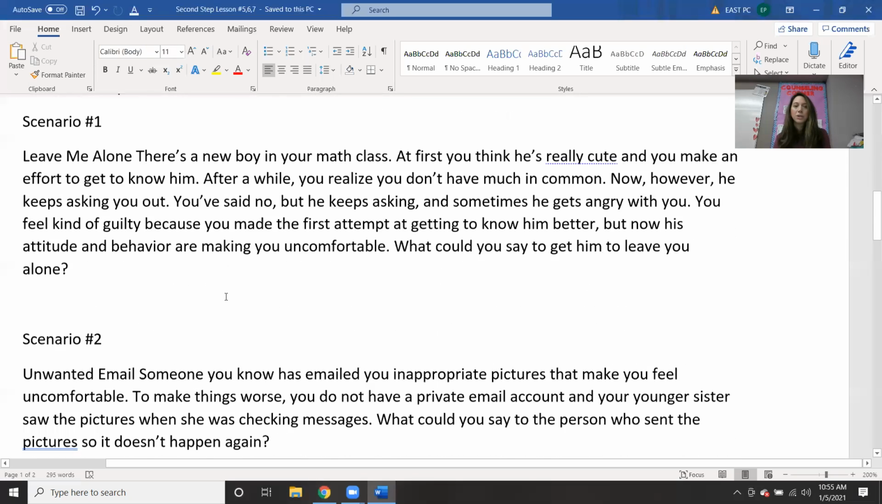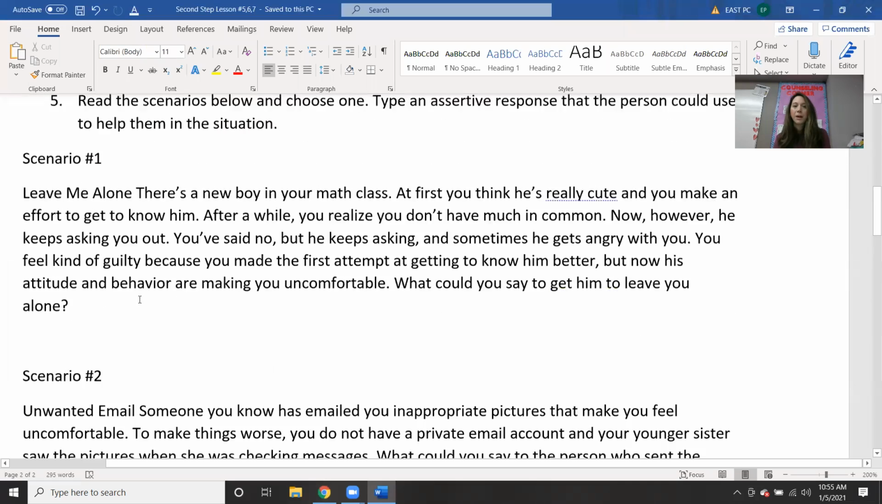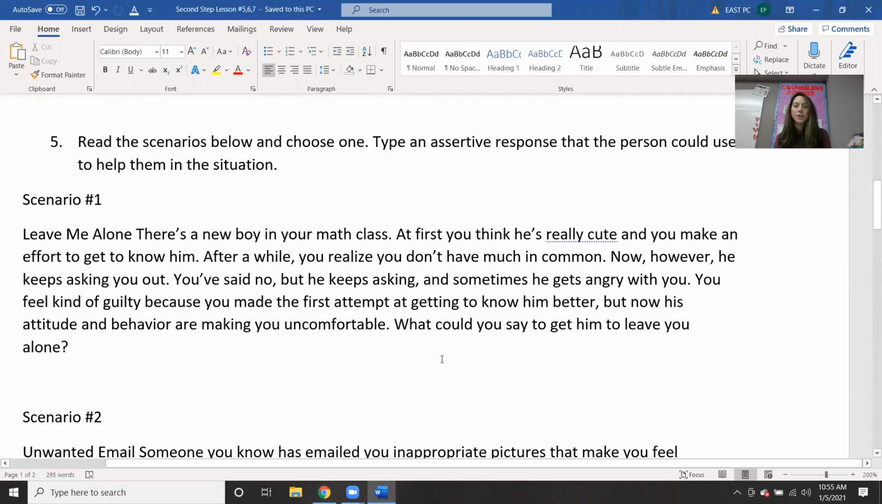And then there are 3 scenarios. You're going to choose one of them and type what you would do. They're all related to sexual harassment. So I'll read you the first one.